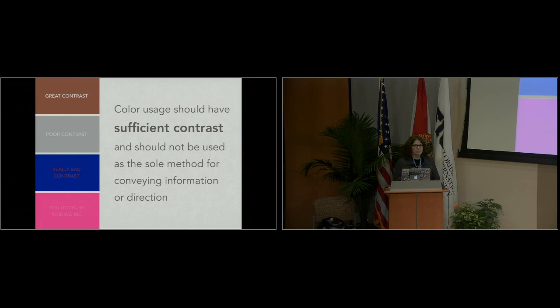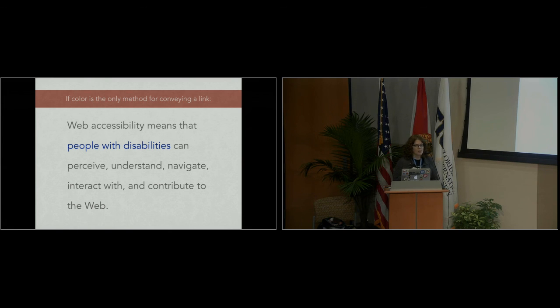Another big one that people don't think about a lot is color contrast. People that are colorblind can have a lot of issues on websites. You need to make sure that you provide sufficient contrast with your colors. And so a big example that I like to share is links. Basically, we need to make sure that color that conveys information or direction is not color only.